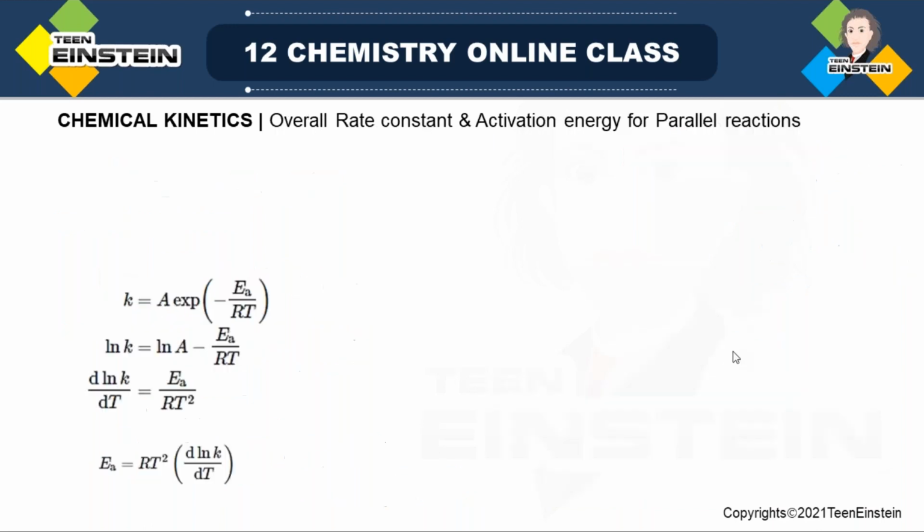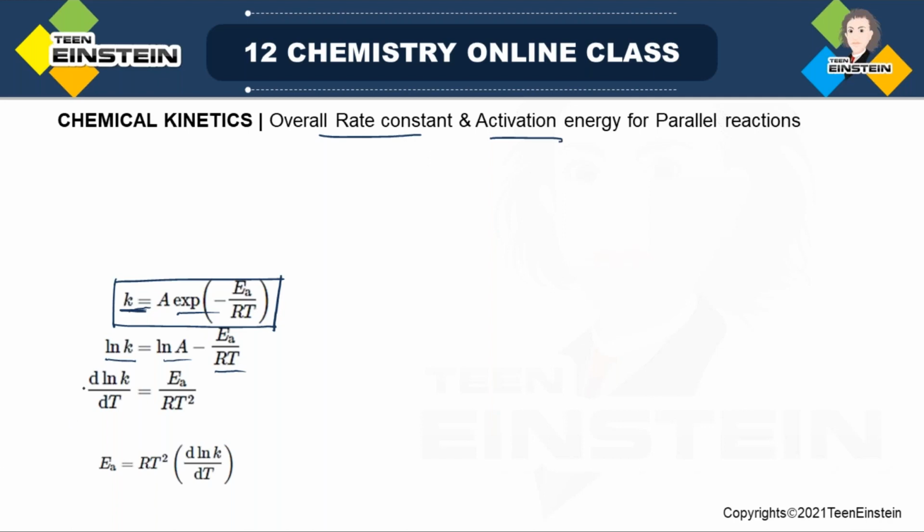Fine. Now we will see the relationship for the overall rate constant. Until now we have not talked about the overall rate constant and overall activation energy. We have just seen the individual expressions. So when it is overall, what will be the expressions? Remember this equation, the Arrhenius equation, the relationship between rate constant and activation energy Ea. This expression we have already seen. Now take ln on both sides, and it will change to this type of equation.